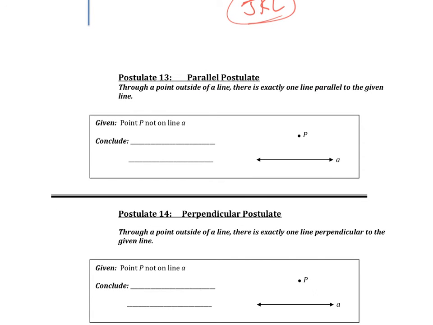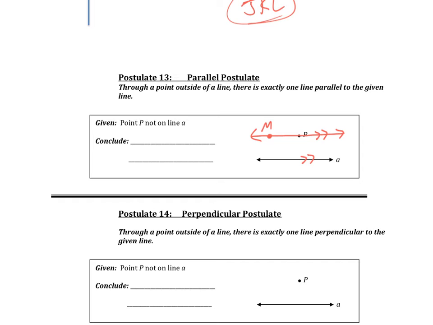Okay, then we have a couple postulates. The parallel postulate says, if we're given point P not on line A, then only one line goes through it. So let me draw the picture. Actually, draw your best parallel line. My best parallel line is right there. Okay, put M on there. And if they're parallel, I'm going to put these triangle dashes, like that.